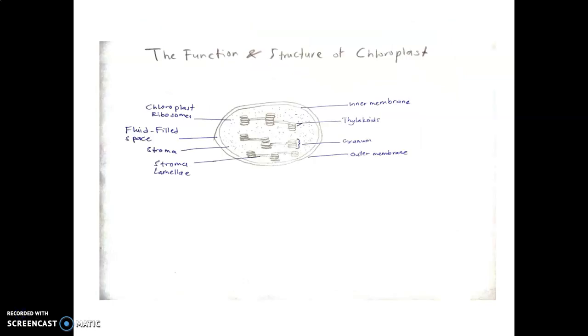Next, I will talk about the function and structure of chloroplasts. As you can see, chloroplasts are the site of photosynthesis in eukaryotic cells. They are only present in photosynthetic cells like plant cells and algae. Chloroplasts can be found in the cells of the mesophyll in plant leaves.